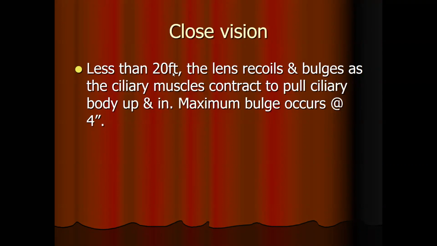So that's when the lens needs to recoil and bulges as the ciliary muscle contracts to pull the ciliary body up and in. So that's your eye muscles inside of your eyeball getting tired, and they're making your eyes tired when you look at things up close. Now the maximum bulge occurs at 4 inches. So we really cannot see anything up closer than 4 inches and have it still be in focus.